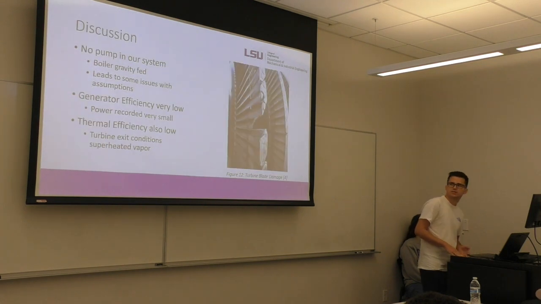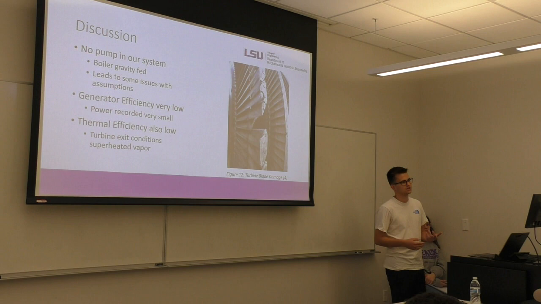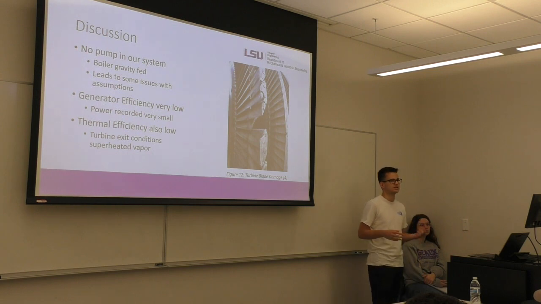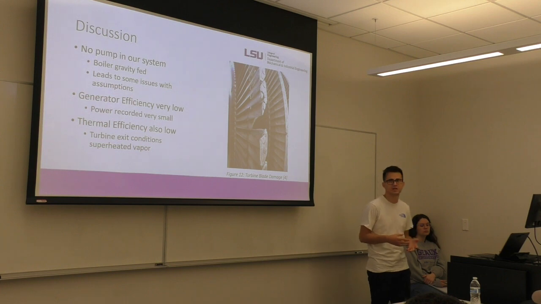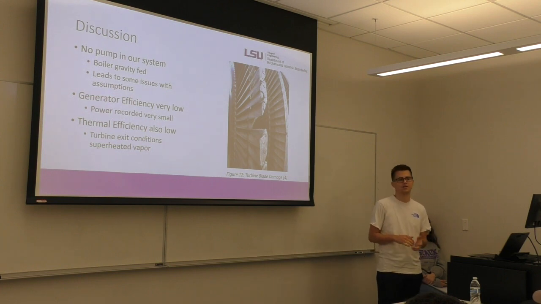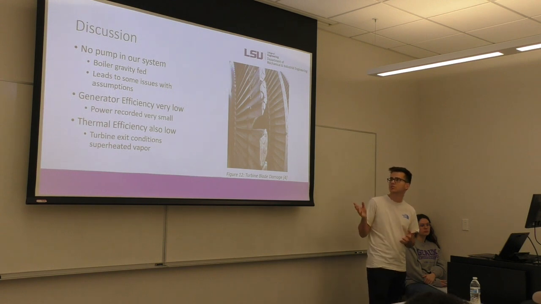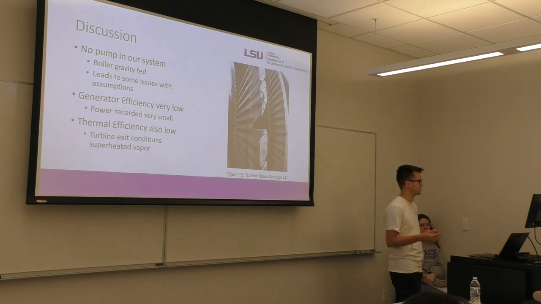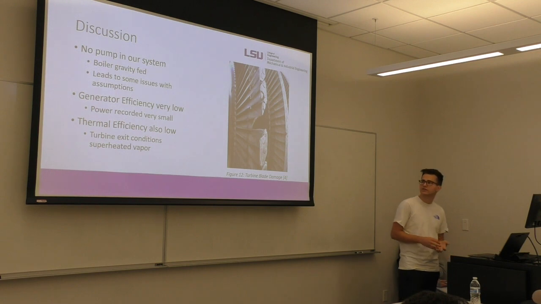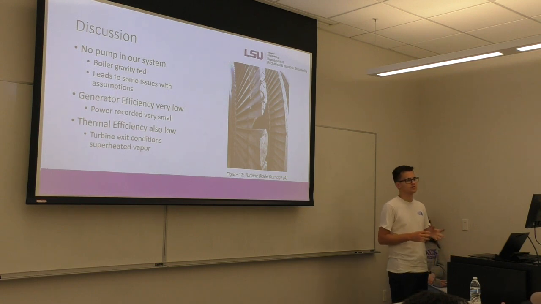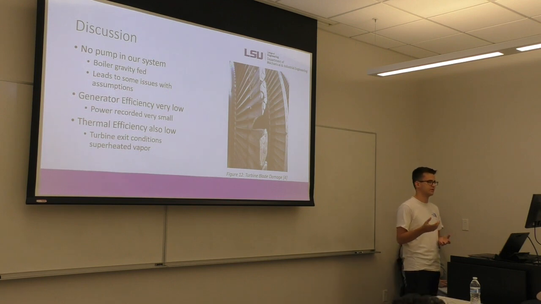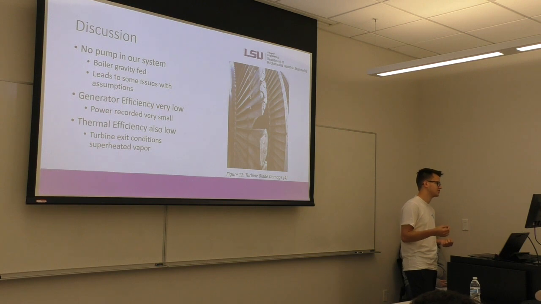So as I mentioned, discussion-wise, there's some improvements that could be made in the system. Obviously, it's a very small system, and therefore having a pump isn't fully necessary. However, because the boiler is gravity-fed and the boiler pressure never fully stabilized, it leads to some problems with assumptions that are made for a typical Rankine cycle. Also, the generator efficiency was very low. However, this could also be because we are braking the turbine to basically stop it from rotating fast to preserve the system.